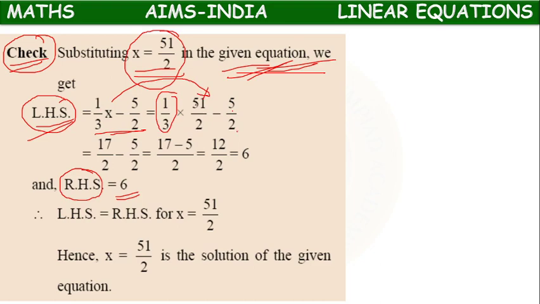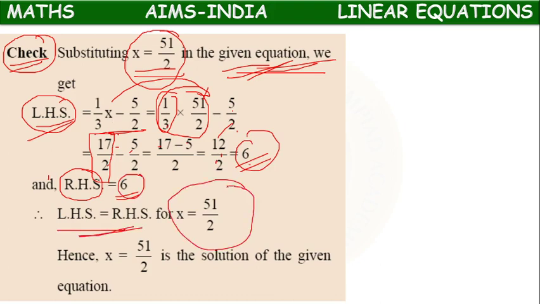3 17s are 51. So it will become 17 by 2 minus 5 by 2. Or we can write 17 minus 5 by 2. 17 minus 5, 12 by 2. 2 6 times 12. LHS we are getting 6. RHS also 6. LHS equal to RHS when x equal to 51 by 2. So this is the correct solution. Like that we can cross check.